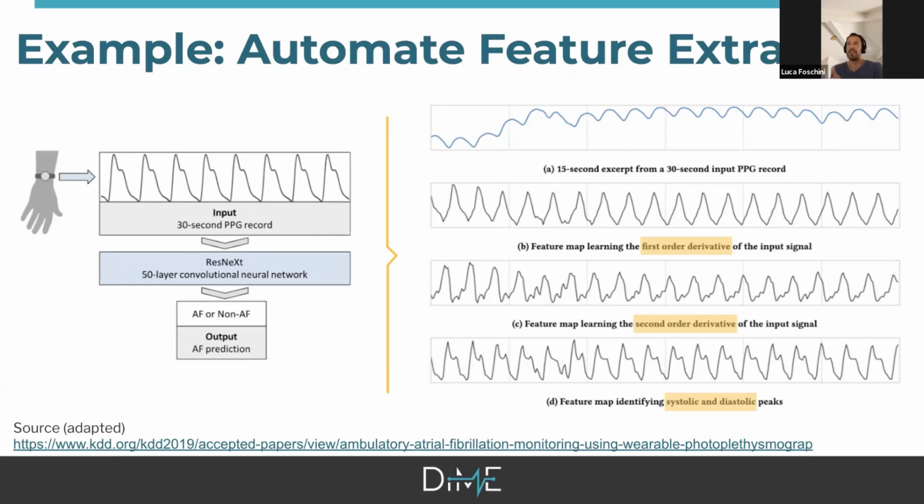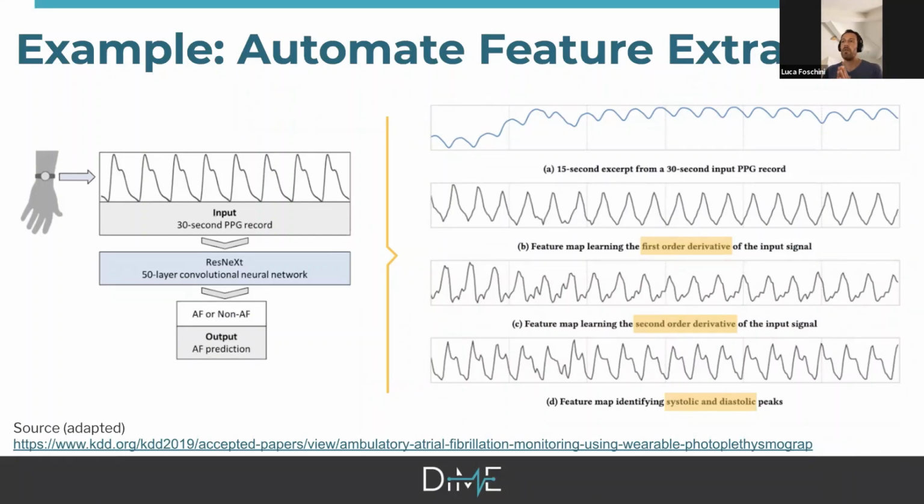This is an innovative application that uses a different kind of signal, which is supposed to be more noisy and more consumer grade, so to speak. The way they do this, on the left-hand side, they collect PPG records together with ECG. They have a clinician looking at the ECG and annotating whether someone has atrial fibrillation or not. They feed this into a 50-layer convolutional neural network, and this learns whether the PPG snippet is one representing atrial fibrillation versus not.